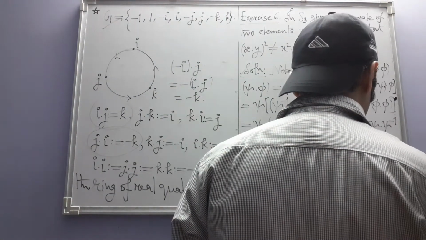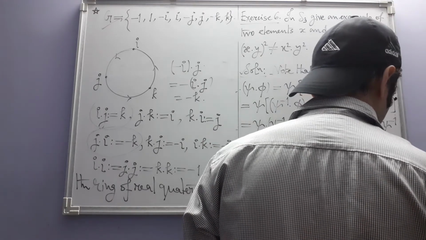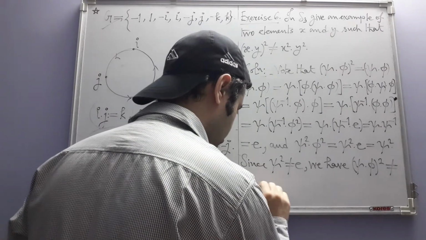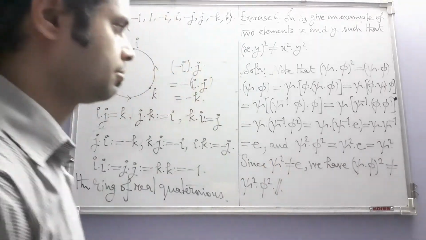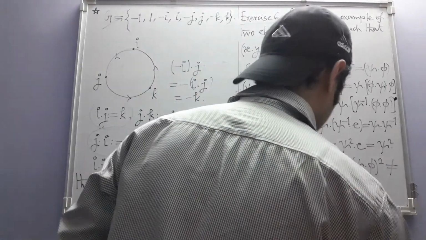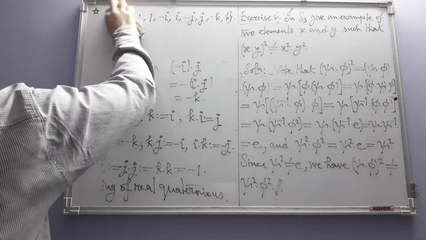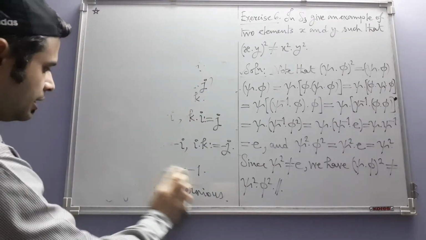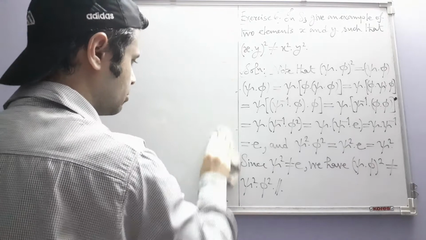We have psi dot phi whole square is not equal to this. Okay. There are only 6 elements in S3, so it doesn't take much time to see that these mappings work for this solution.